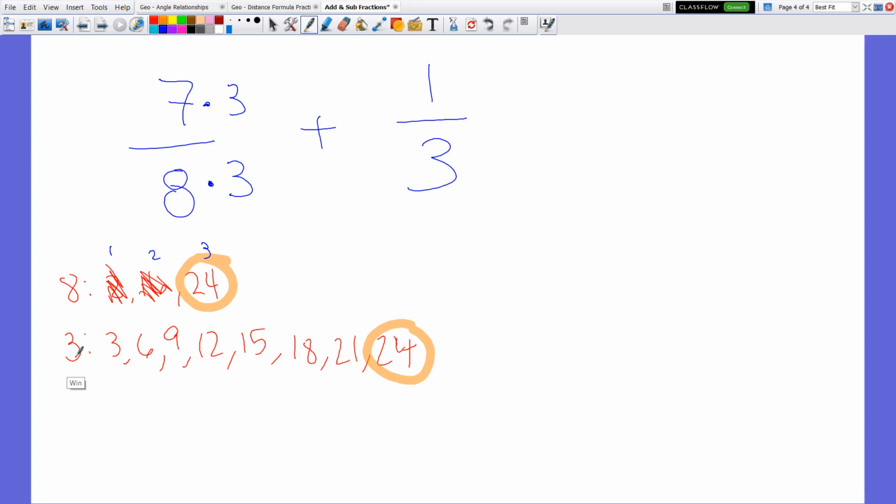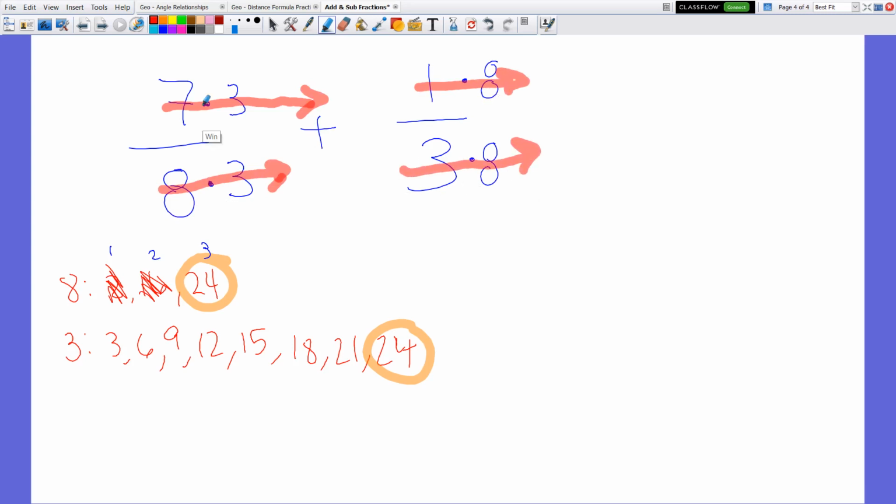Let's count how many 3s we had to count. 1, 2, 3, 4, 5, 6, 7, 8. All right, so we know that we have to multiply this by 8. And whatever we do to the bottom, we do to the top. So this creates some math problems for you to do. And this can go directly back to the multiplication chart. No reason to think too hard.